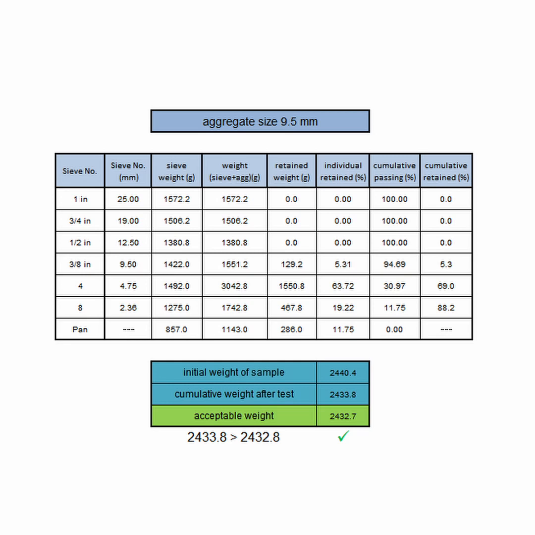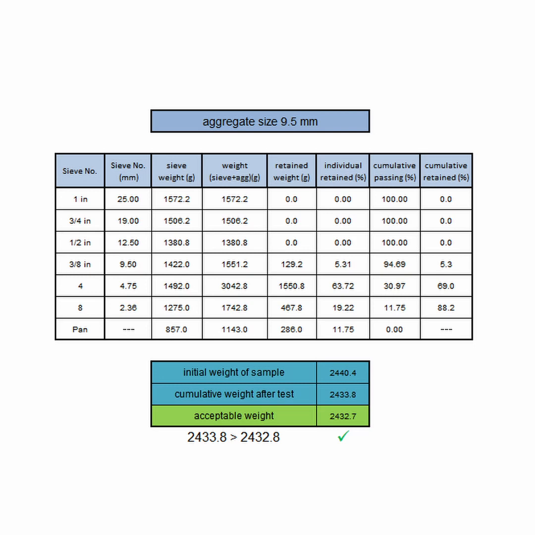First, we need to find out the weight of the aggregate retained on each sieve. How do we do that? We simply subtract the weight of the sieve from the weight of the sieve and aggregate together, and we get the weight of the aggregate retained on the sieve. Easy, right? The next step is to determine the total weight of the aggregate retained on all sieves.